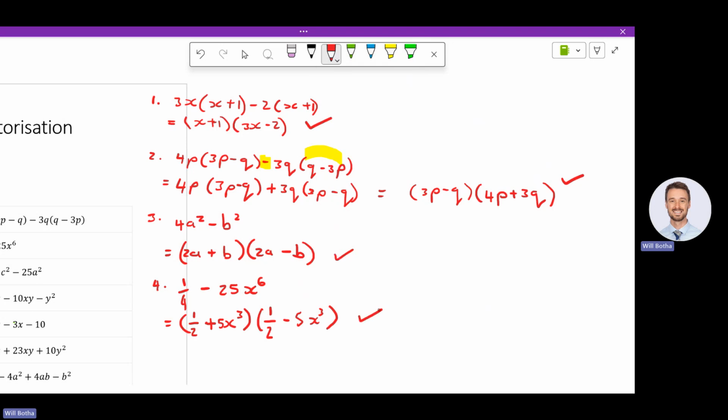Like I said, a good test for factorization to see if you factorize completely is, am I left with one term? If my answer is one term, then I'm most probably done.